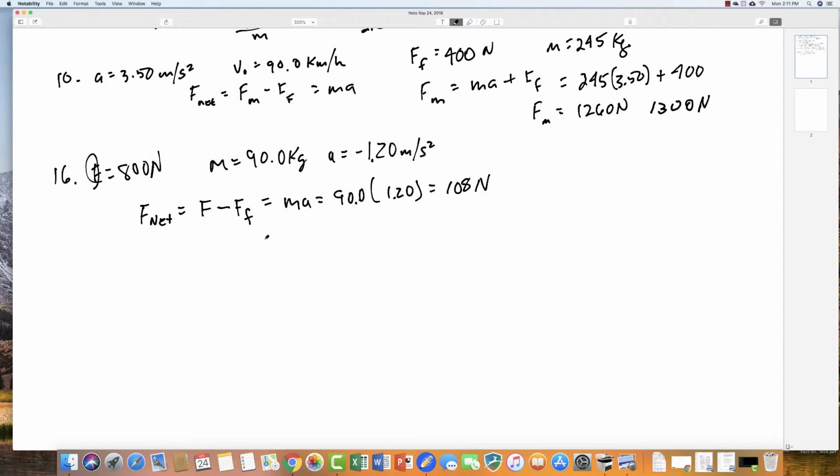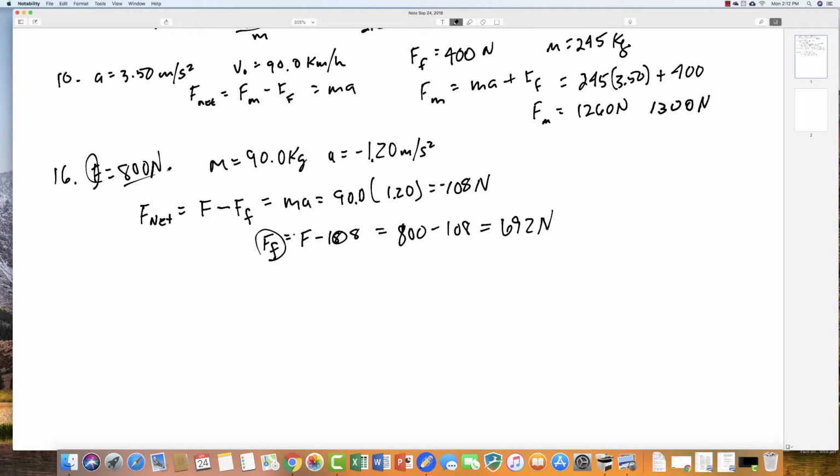So the friction force is equal to the applied force minus 108, and this is going to be pushing him backwards. So this equals 800 minus 108 equals 692 newtons. So the friction force is 692.